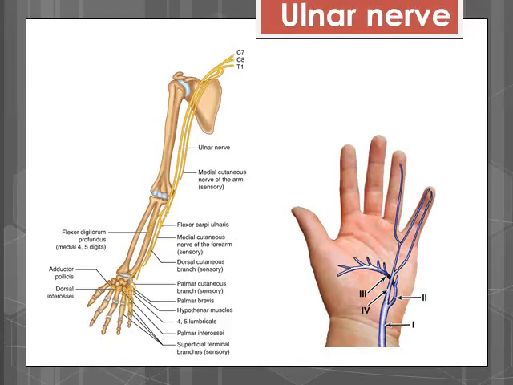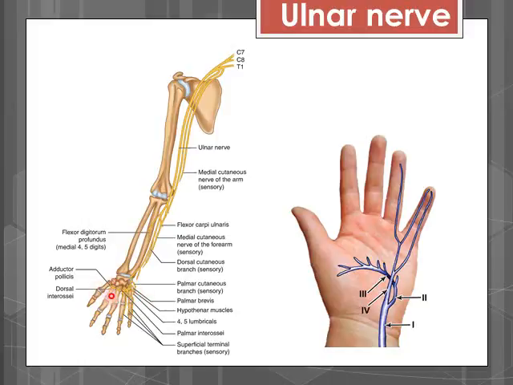Now the second nerve that arises from the anterior divisions of the brachial plexus is the ulnar nerve. What is the distribution of the ulnar nerve in the upper limb? The ulnar nerve has no branches in the arm, like the median nerve. In the forearm, it supplies only 1.5 muscles of the front of the forearm, but its main distribution is to the intrinsic muscles of the hand.